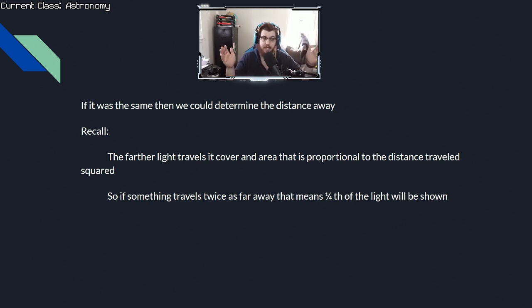If we're 10 Earth distances away, we have 1/100th of the light we would normally have. And that's what the inverse square law is telling us with reference to light. So if we can tell how much light is coming in on our planet, we can determine how far something is away if it all has a uniform luminosity. It all has a uniform amount of energy that's thrown out from it.